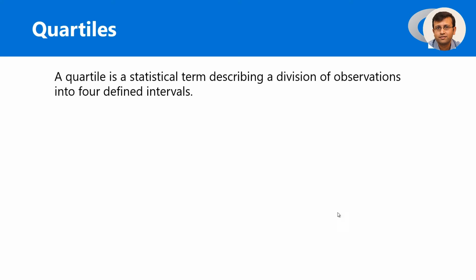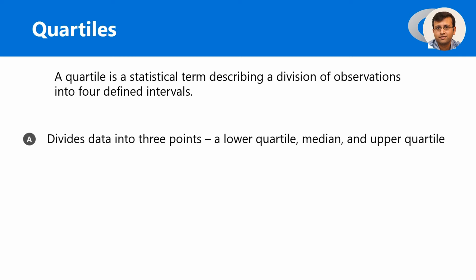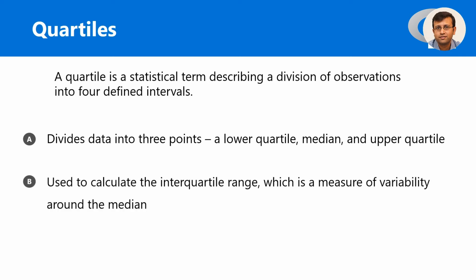The quartile measures the spread of values above and below the mean by dividing the distribution into 4 groups. The quartile divides data into 3 points, a lower quartile, median, and upper quartile, to form 4 groups of the data set. Quartiles are used to calculate the interquartile range, which is a measure of variability around the median. The median is a robust estimator of location, but says nothing about how the data on either side of its value is spread or dispersed. This is where quartiles are used.